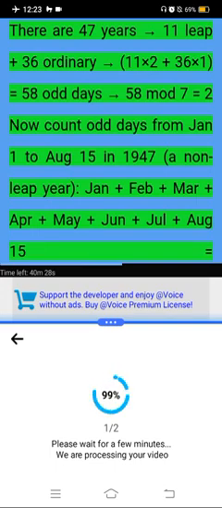Now count odd days from January 1st to August 15th in 1947. A non-leap year: Jan plus February plus March plus April plus May plus June plus July plus August 15th equals 31 plus 28 plus 31 plus 30 plus 31 plus 30 plus 31 plus 15 equals 227 days, and 227 mod 7 equals 3. Total odd days: 2 from years plus 3 from days equals 5. Since 0 equals Sunday, 5 equals Friday. Answer: the 15th of August 1947 was a Friday.